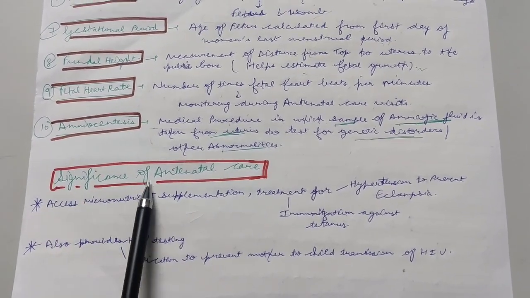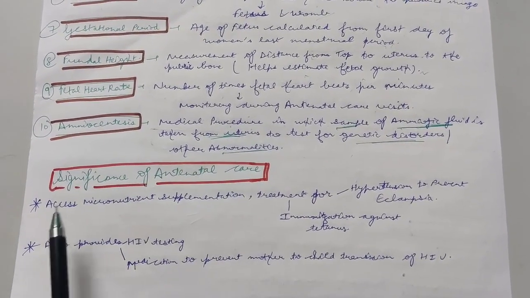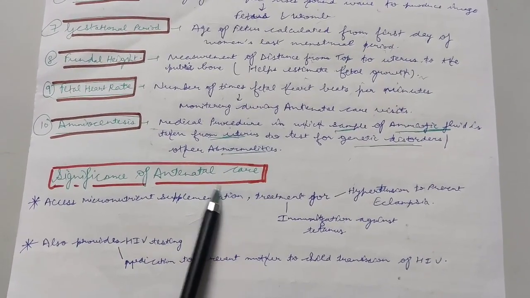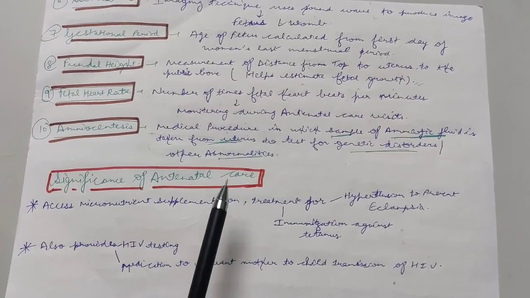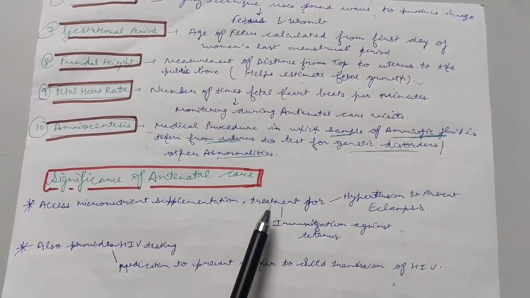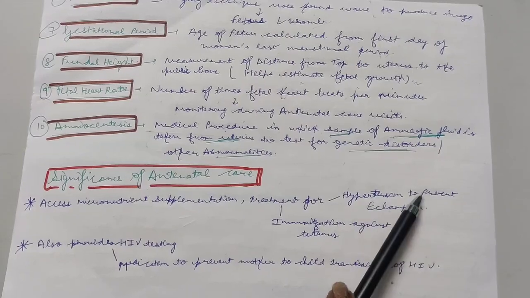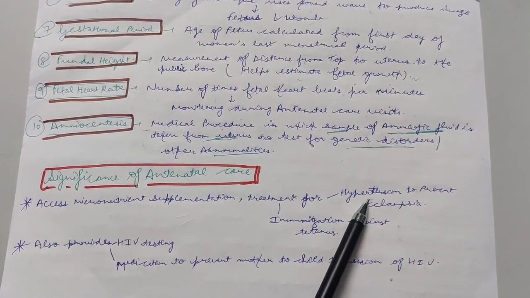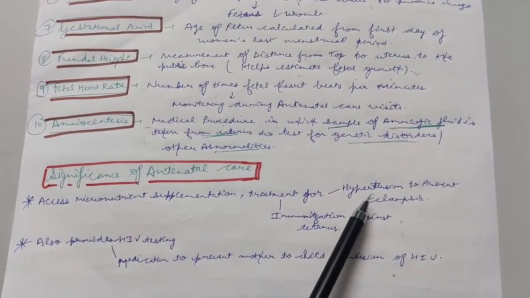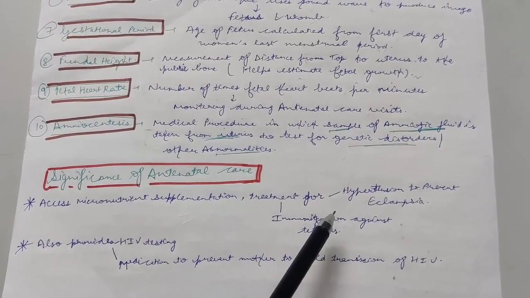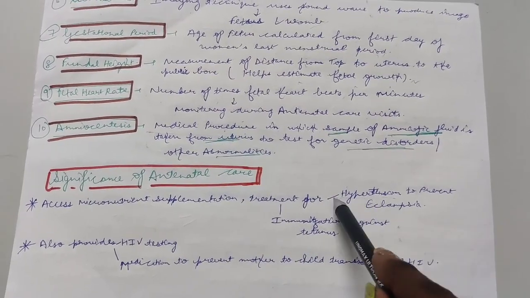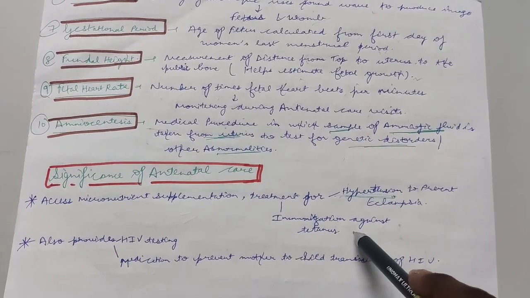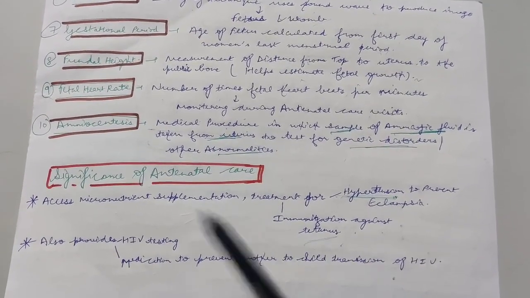नेक्स्ट इज सिग्निफिकेंस ऑफ एंटीनेटल केयर. फर्स्ट, एक्सेस माइक्रोन्यूट्रिएंट सप्लीमेंटेशंस, कि जो सप्लीमेंट्स हैं बच्चे को और माँ को सही प्रॉपर तरीके से जा रहे हैं या नहीं. Next is treatment for hypertension to prevent eclampsia. Sometimes it happens that the woman is not hypertensive, but during the pregnancy she gets hypertension. So to prevent that. Second is immunization against tetanus also given.